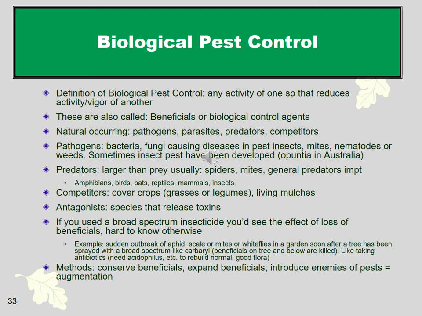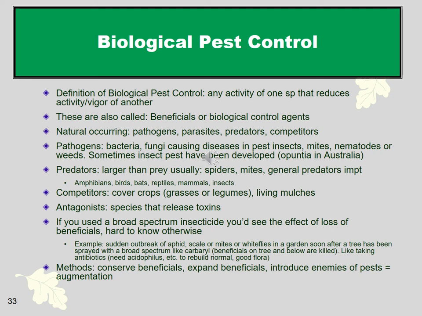There are predators of plant pest insects, and they're usually larger than the pest that you're trying to control. There are competitors like cover crops, plants that can compete for space with your weed pests. And there are antagonists: some types of biologicals are beneficials that release toxins that can hurt your pest.